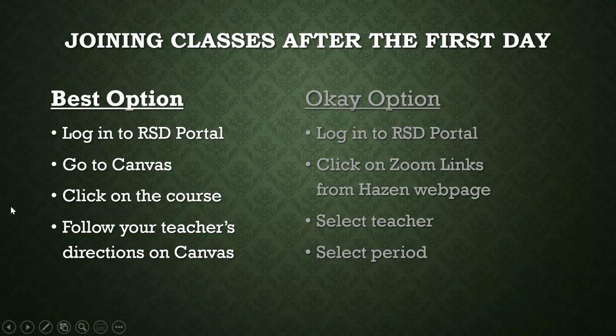The reason going through Canvas is the best option is you may not necessarily start every day with a Zoom meeting. You may have an asynchronous activity to do, you may be working on a project, your teacher may have directions like spend this time working on your novel reading. Since you won't start every day with a Zoom meeting, it's best to go to the Canvas page and follow your teacher's directions there. If you have trouble with that, this is an okay option.